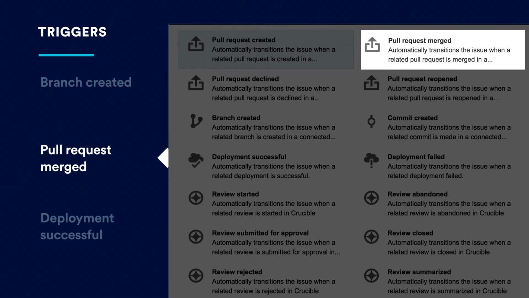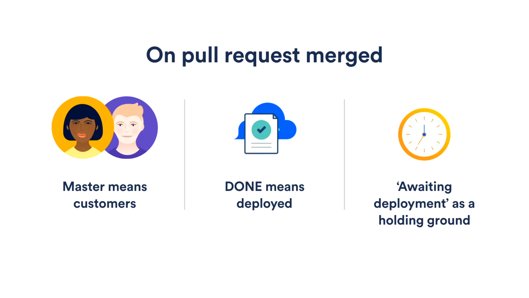The second trigger that Tokes uses is pull request merged. When a pull request gets merged, we actually mean that that is ready for customers. I think that's a pretty standard pattern now. More or less anyone in the company could deploy that version of master out and it should be fine. So we really want people to be comfortable with that. Once the PR is merged to master, we want that issue to be automatically transitioned into waiting for deployment.